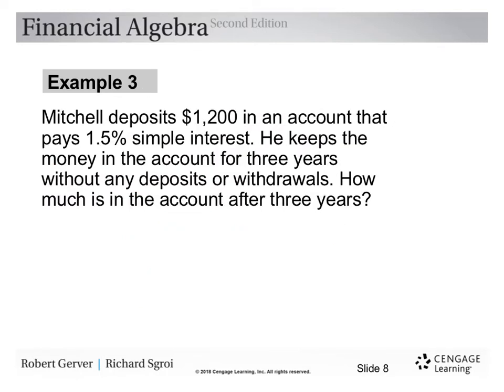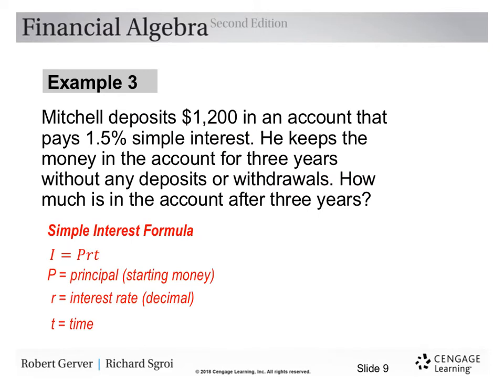All right, let's look at example 3 now. Mitchell deposits $1,200 in an account that pays 1.5% simple interest. Okay, notice that we're talking just simple interest. This is not compound interest. He keeps the money in the account for 3 years without any deposits or withdrawals. Okay, just sits there for 3 years. How much is in the account after 3 years?